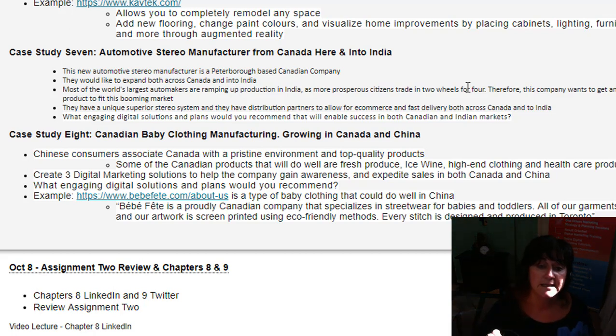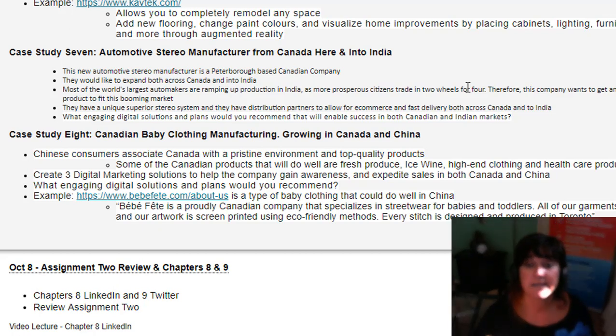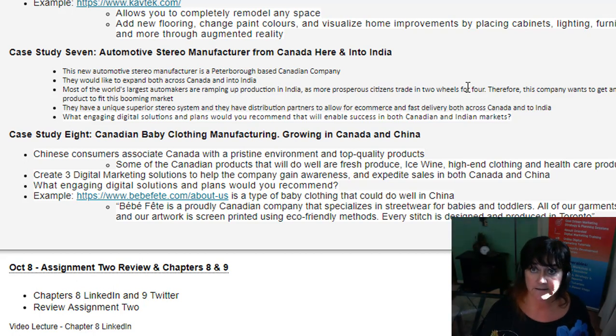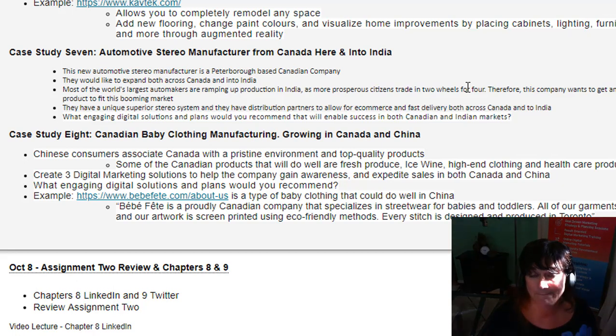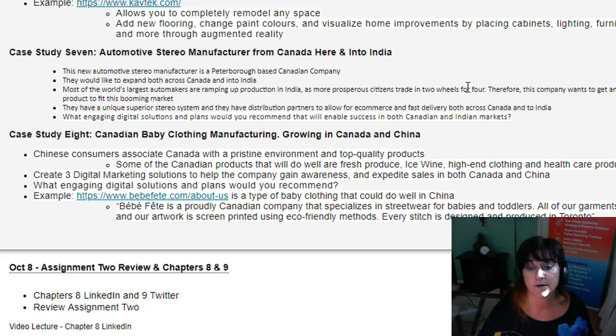So it would make sense that if this company makes car stereos, they want to be positioned in Canada so that if you want an aftermarket stereo, a bigger, better stereo in your car, you reach out to them, and in India. So that's the second place that they want to target. So how would you recommend, what are the digital solutions this company should look at?